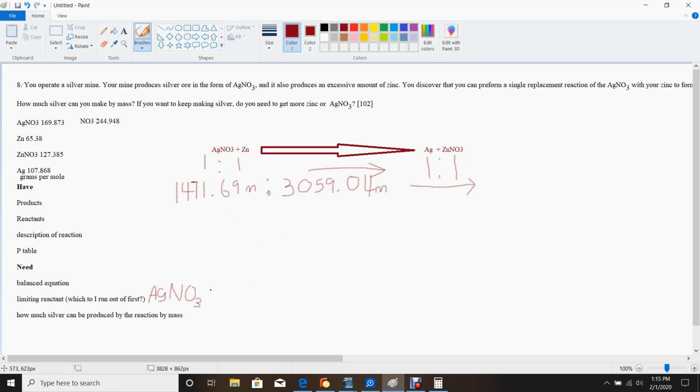That is our limiting factor. The reaction is a 1-to-1. For every mole of AgNO3 that I put into the reaction, it reacts with 1 mole of zinc, and it produces 1 mole of silver and 1 mole of zinc NO3. So my ratio of AgNO3 to silver is 1-to-1. That means that my 1471.69 moles of AgNO3 is going to produce 1471.69 moles of Ag, silver, because it's a 1-to-1 ratio.